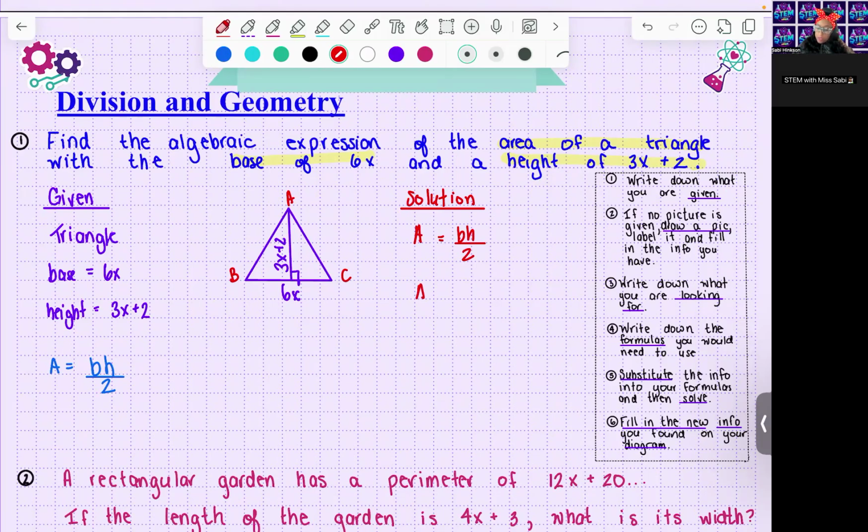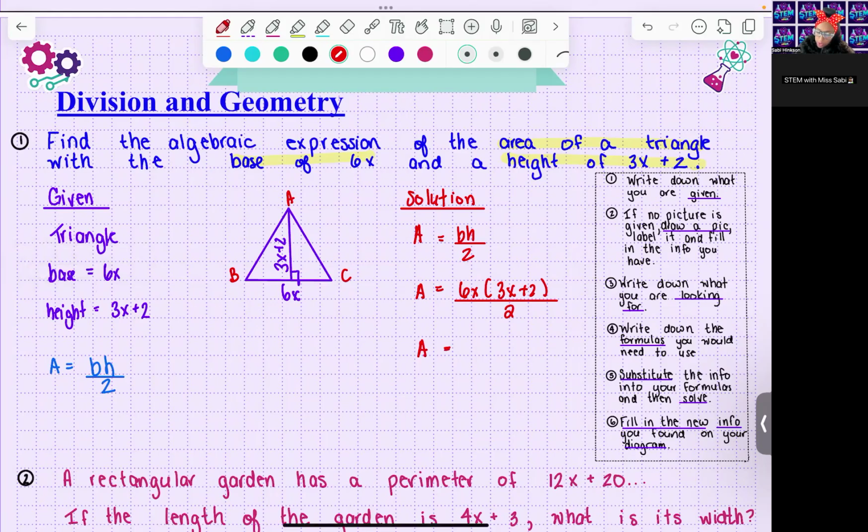So my area is equal to, my base was 6x, and my height was 3x plus 2. And the area of a triangle is base times height divided by 2, because it's basically half of a square, or whatever, half of a quadrilateral, no, rhombus. All right, so we're going to do order of operations.